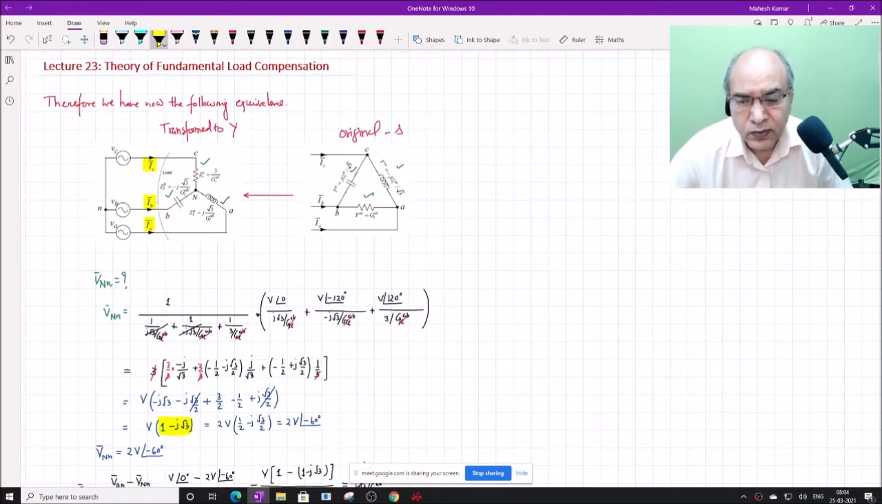We have to compute it by the expression which we developed in the previous class, that VnN is equal to 1 by ZA plus 1 by ZB plus 1 by ZC, into VA by ZA, VB by ZB, and VC by ZC. This is the expression that we have developed using Kirchhoff's current law.